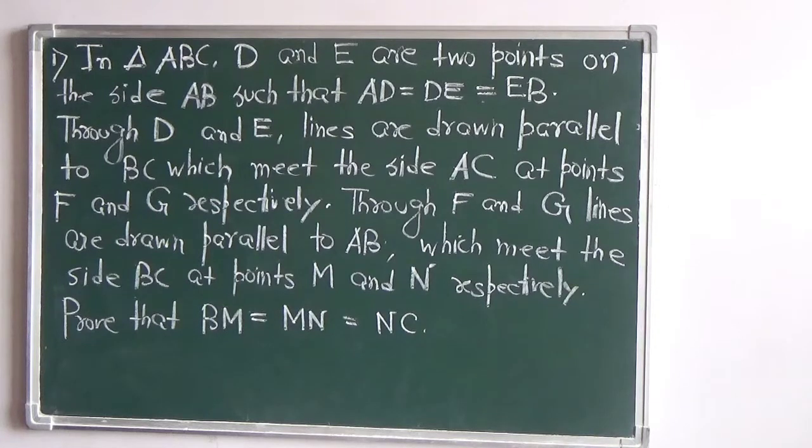The question says, in triangle ABC, D and E are 2 points on the side AB such that AD equals DE equals EB. Through D and E, lines are drawn parallel to BC, which meet the side AC at the points F and G respectively. Through F and G, lines are drawn parallel to AB, which meet the side BC at the points M and N respectively. So prove that BM equals MN equals NC. If you have noted down the question, I will simply rub the board for the diagram.